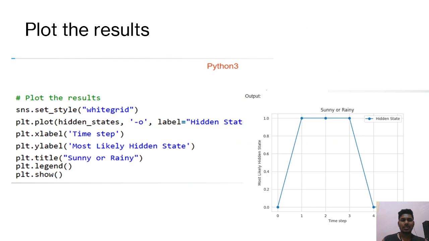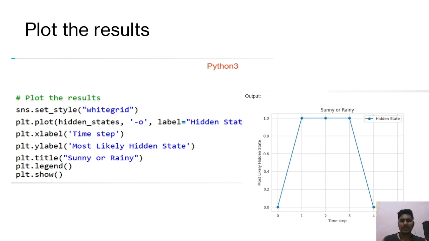At the last we are plotting the result by using plt, which is matplotlib, which is basically used for creating static, animated and interactive visualizations in Python, and sns, which is the Seaborn module, a Python data visualization library based on matplotlib. sns.set_style is set to whitegrid, and we plot the hidden states with the label hidden states, plt.xlabel as timestamp, ylabel as most likely hidden state, and the title as sunny or rainy, and we show the final output using plt.show.